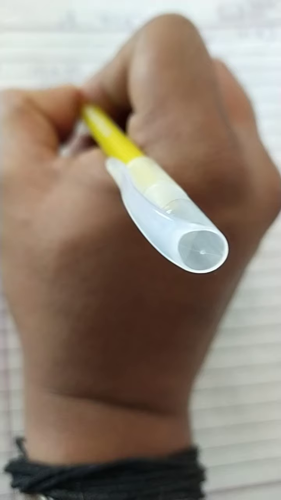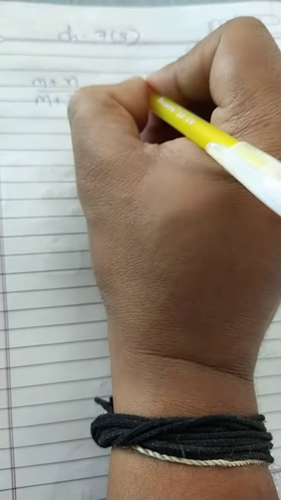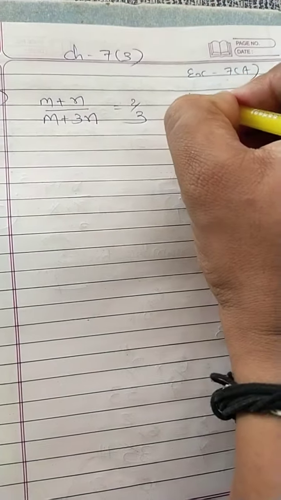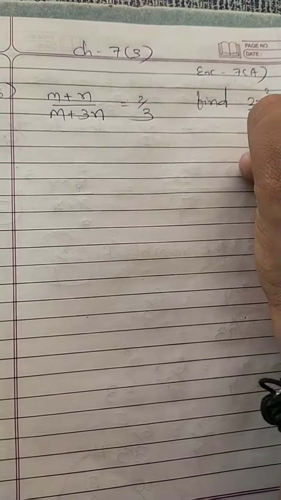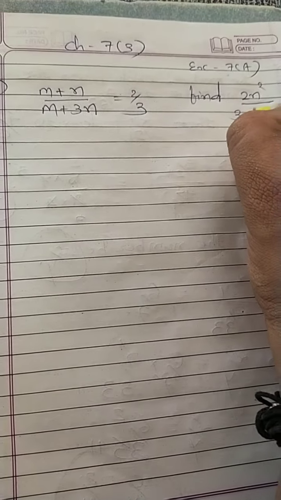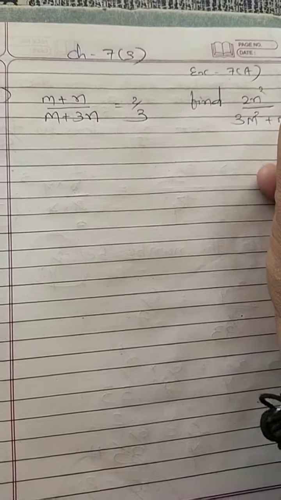ओके नाउ। तो लास्ट हमने क्वेश्चन नंबर 5 देखा था एक्सरसाइज 7A का। एंड आई टोल्ड यू कि सिक्स्थ सिमिलर क्वेश्चन है जैसे इसमें दिया गया है। It is given that (m + n) upon (m + 3n) is equal to 2/3. Then we have to find the value of 2n square upon 3m square plus mn.